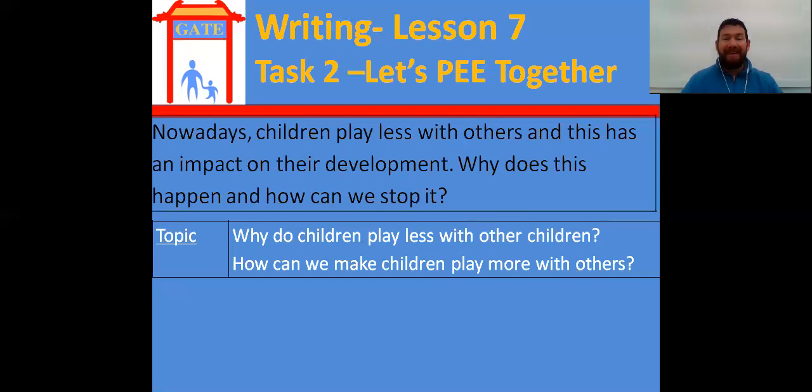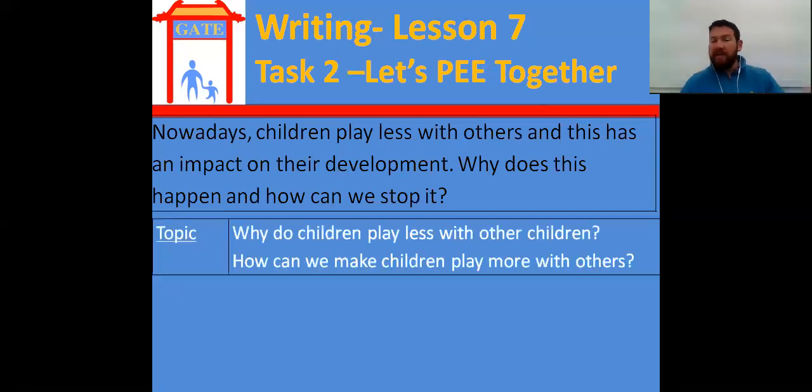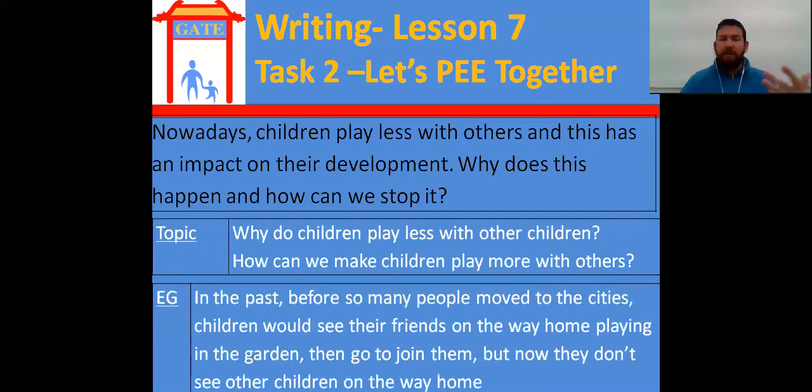Welcome back. Okay, I'm thinking 2 sides. Why do children play less and how can we make them play more? I'd say the main reason is because people live in apartments and they don't go outside and play in the garden. Okay. How can we give a bit of an example? In the past, before people lived in cities, people would be walking home from school, they'd see their friend on the way home, and they'd go to join them. But now the children don't see the other kids as much on their way home. Okay, so we've given an example of exactly what's happening.